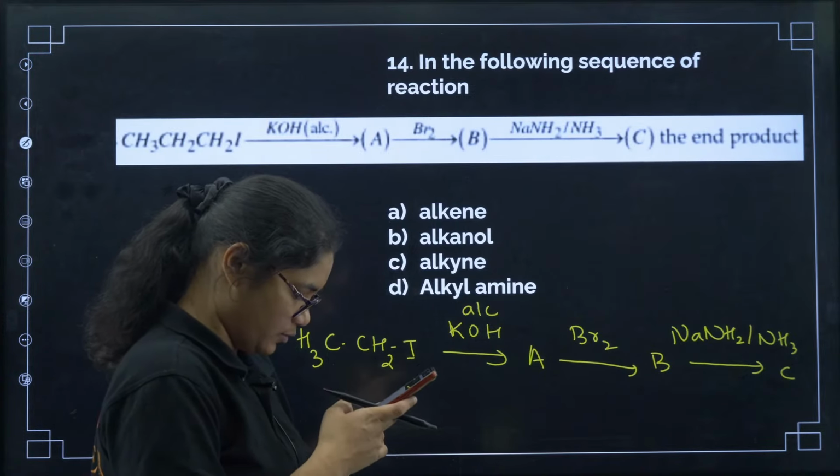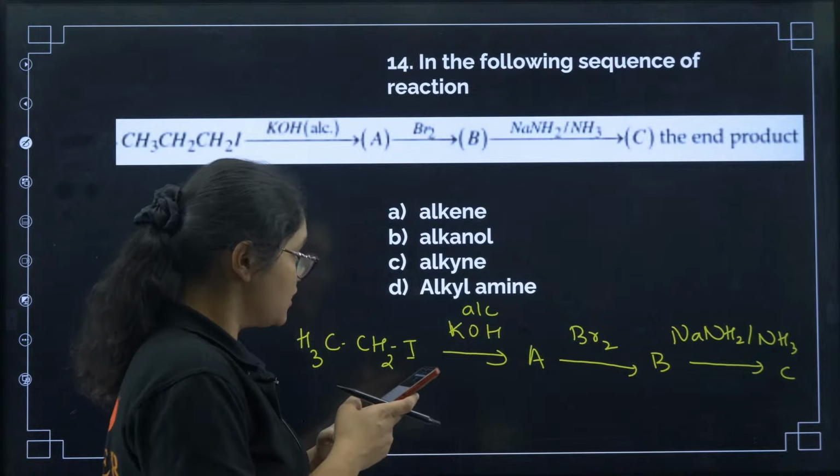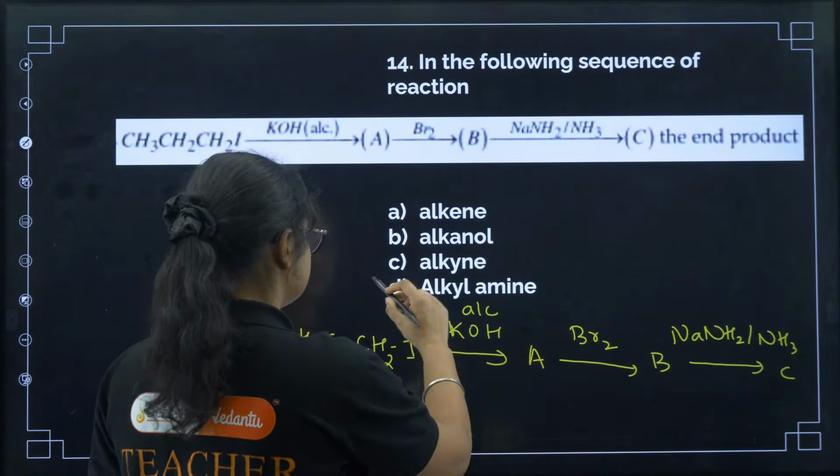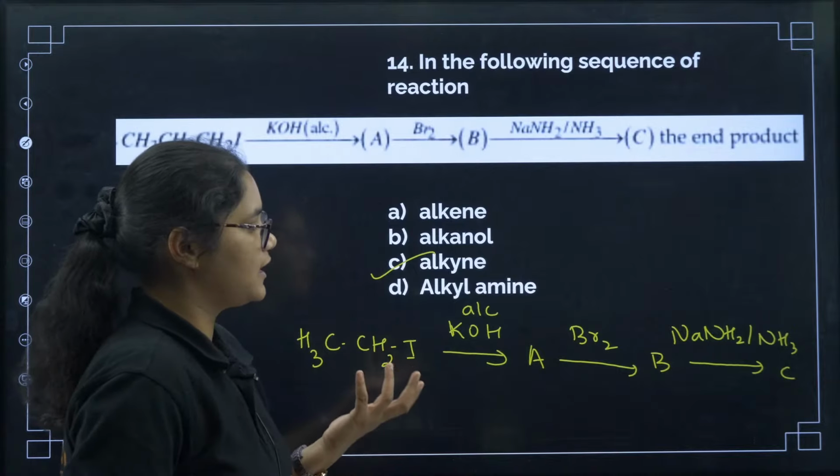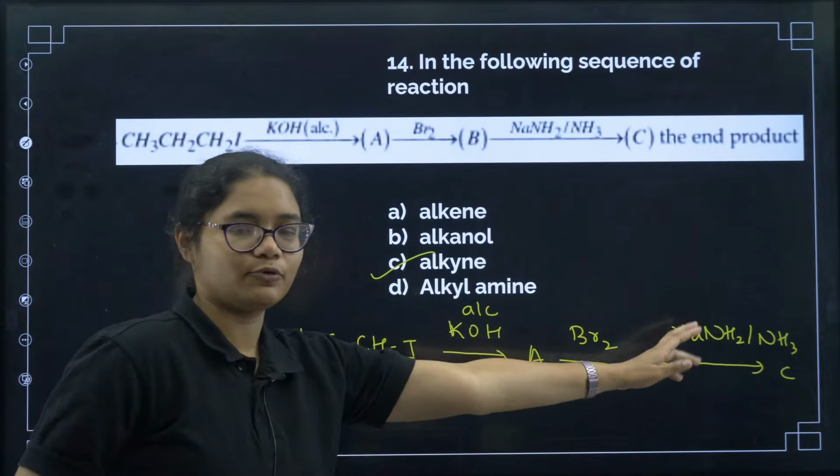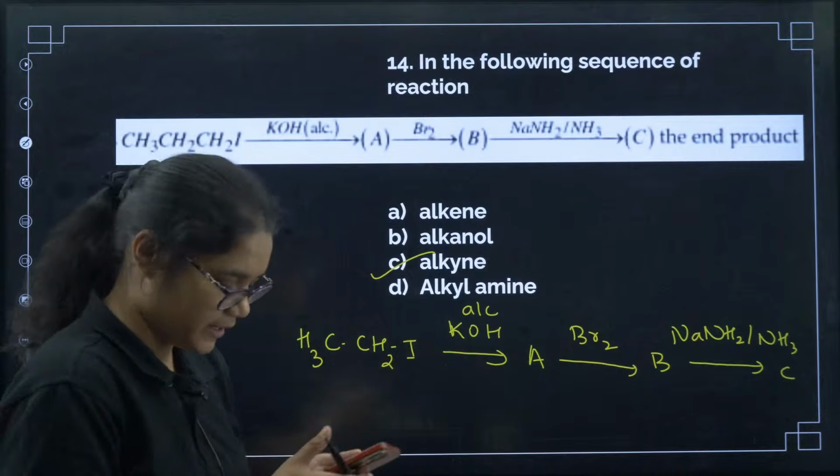Alkyl amine. Rohit is wrong. Pooja is also wrong. Vishal is correct here. Option number C is the correct answer. Students, amine will not form. Whenever you see ammonia, it doesn't mean it will give you amine. Okay, it is not like that.